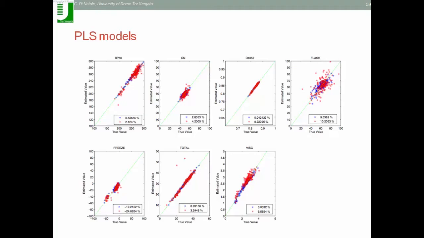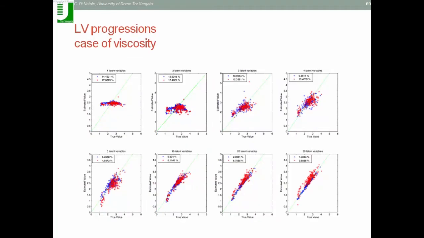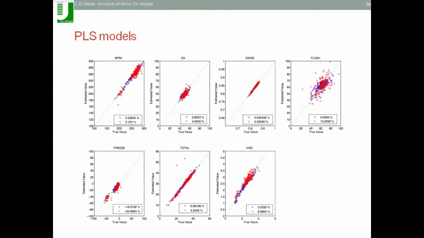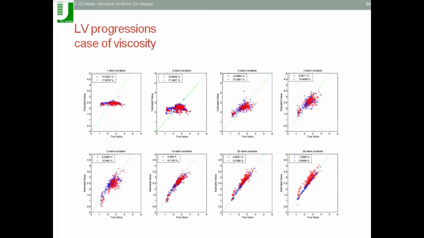Now we can ask what is actually the contribution? What happens to the regression matrix when we increase the number of latent variables? So let's take into consideration the last case, the viscosity. It is not perfect, but not bad. Here we have the estimated value versus the true value. In case we stop the PLS at the first latent variable, you see very bad results in both cases. The second latent variable is still very bad.